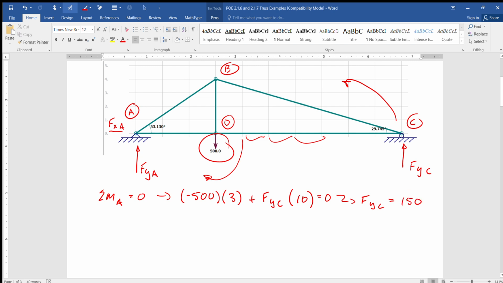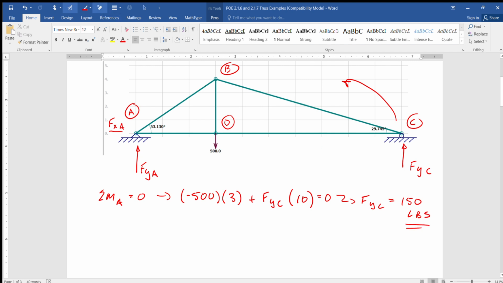I'm going to leave all my units off. This one we're going to call inches and pounds. Each unit is an inch, and all the forces are in pounds. So I'm just going to leave them off for now, and I'll put them in at the very end. So actually, we'll put it in now for this one, 150 pounds. But otherwise, I'll just leave them off.